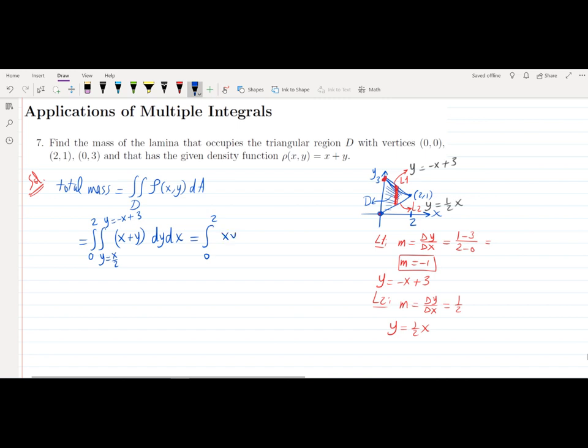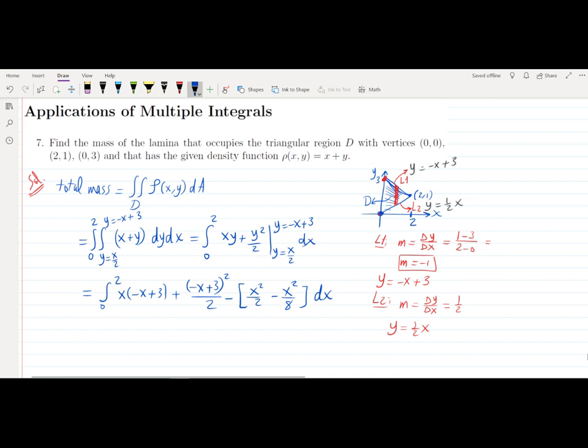It will be xy plus y squared over 2 from y equals x over 2 to y equals negative x plus 3 dx, and then it will be from 0 to 2 of x times negative x plus 3 plus negative x plus 3 all squared over 2 minus, replacing y by x over 2, x squared over 2 minus x squared over 8, all of this dx, just two simple integrals.